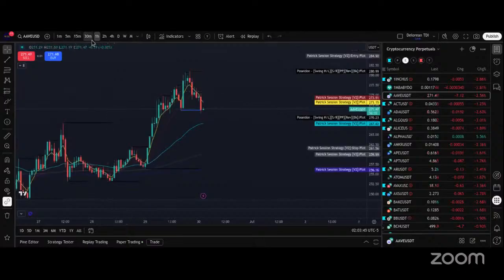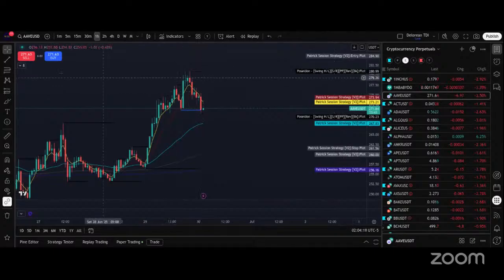So this is the 1 hour chart on AAVE USDT. And what you see on the chart are a number of squiggly colored lines. These are exponential moving averages. An exponential moving average is the graphical representation of the last certain number of candles. The yellow line is the 5 exponential moving average. The red line is the 13 exponential moving average.